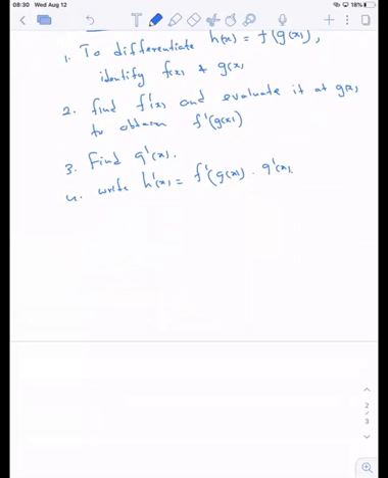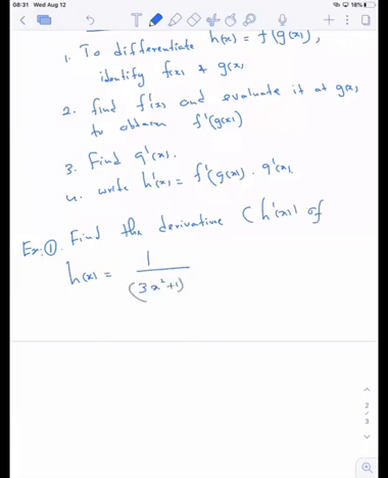Right, so let me have some examples here to make it clear how you can use these composite functions. Example 1: find the derivative, that is actually finding h dash x of the function h(x) equals 1 over (3x squared plus 1) to the power 2, right?